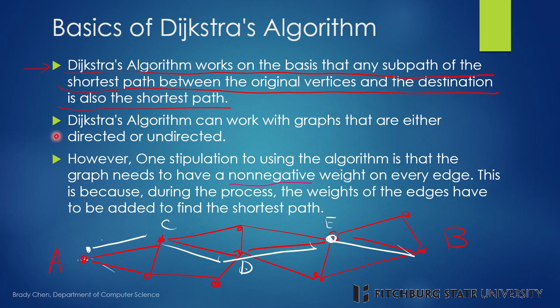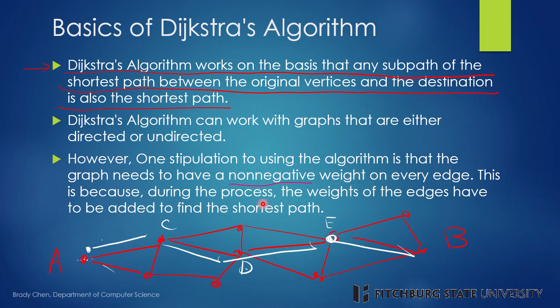And it also works for directed or undirected graphs. You can make the same argument. However, one stipulation or exception for using the algorithm is that the graph needs to have non-negative weights. The weight has to be either 0 or positive on every edge.